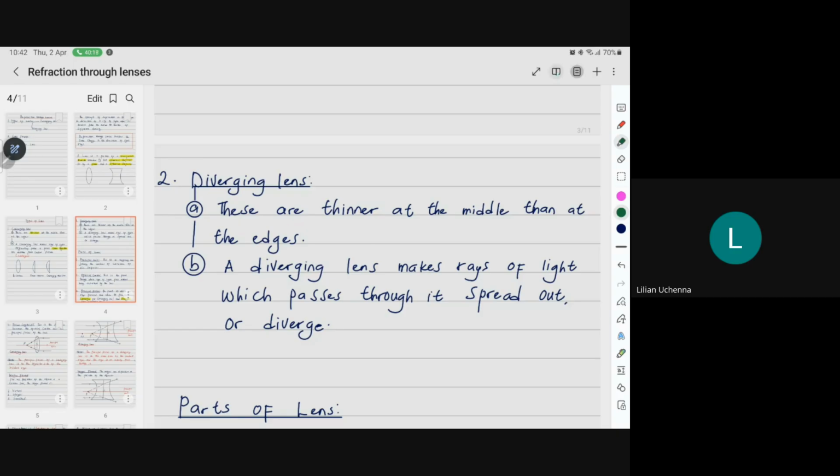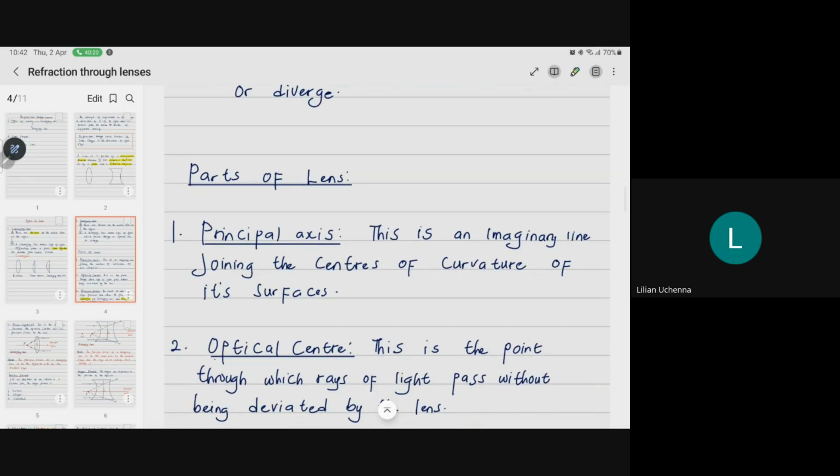Okay, so now let's look at the different parts of a lens. The lens and the mirror are just the same in terms of the terms. We have what we call the principal axis, but what changes here is that your center of curvature becomes the optical center. Does that make sense? For the mirror, it is called the center of curvature, but for the lenses, it is known as the optical center. I hope that makes sense.